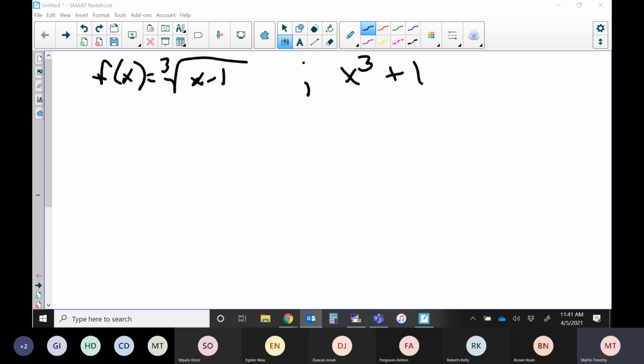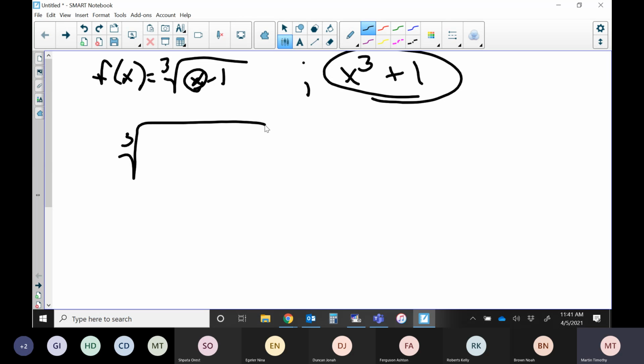Kelly, did you try this one? Yeah, I got the first one, it went out to x, but I'm blanking on the second one, I don't know why. All right, so for the first one, you're going to take all of this, plug it in for right here, right? So it's going to turn into the cube root of x cubed plus 1, minus 1.